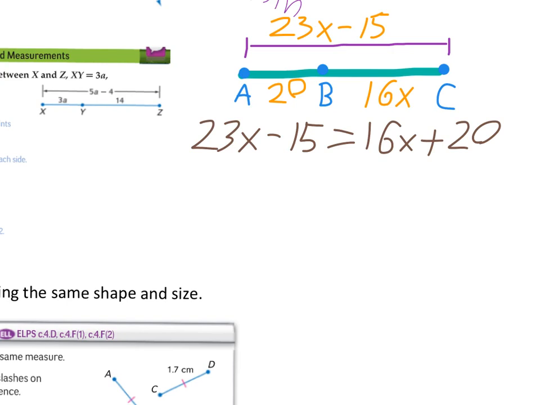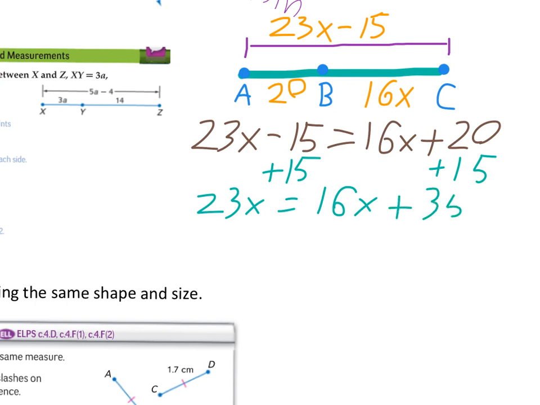Now, we should simplify, combine like terms. First things first, I'm going to move that 15 over by adding 15 to both sides. That will give me 23x is equal to 16x plus 35. Now I want to combine my x's. 23x versus 16x, it's going to be easier to subtract 16x from both sides.